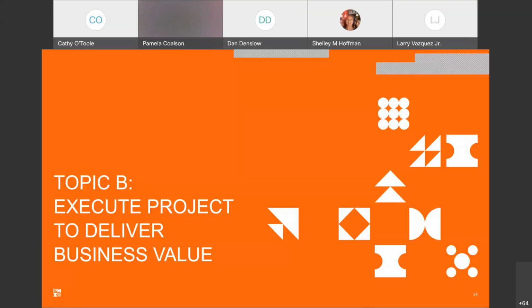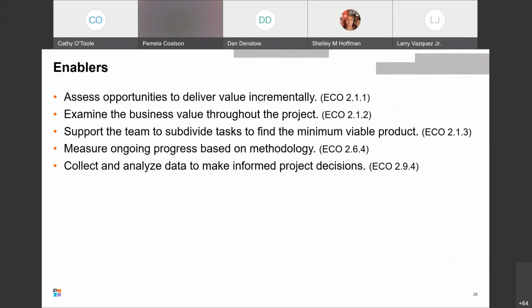Okay, so our next topic is about executing the project to deliver business value. And here are some of the enablers that we're going to discuss. Assess opportunities to deliver value incrementally. Examine the business value throughout the project. Support the team to subdivide tasks to find the minimum viable product, or MVP.